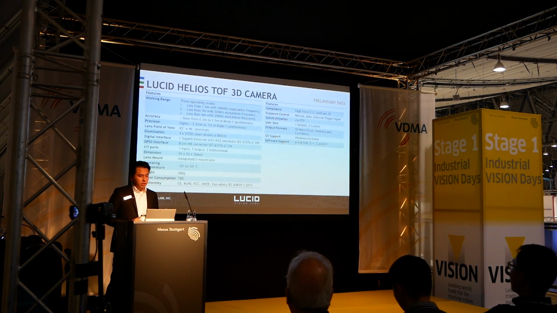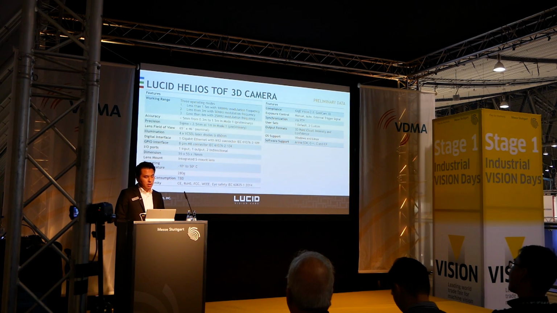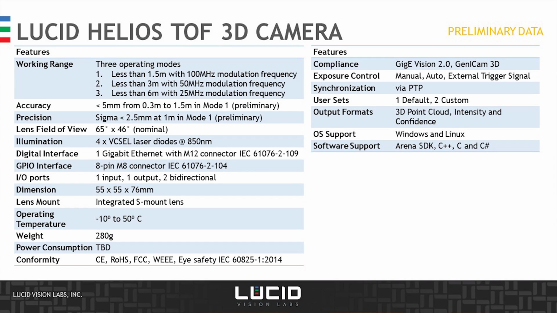So this is the preliminary specification of our product. In terms of operating modes, we offer 3 different working distances: 1 meter, 3 meter, and 6 meter. And accuracy, so far, some of the preliminary data that we measure are mostly limited to 1 meter. So for accuracy, we're getting better than 5 millimeter at 1 meter distance. And precision, as I mentioned, is 2.5 millimeter. And the field of view is 65 degrees by 46 degrees.